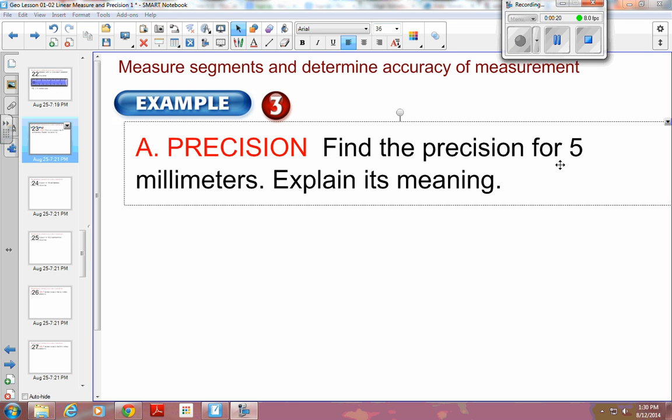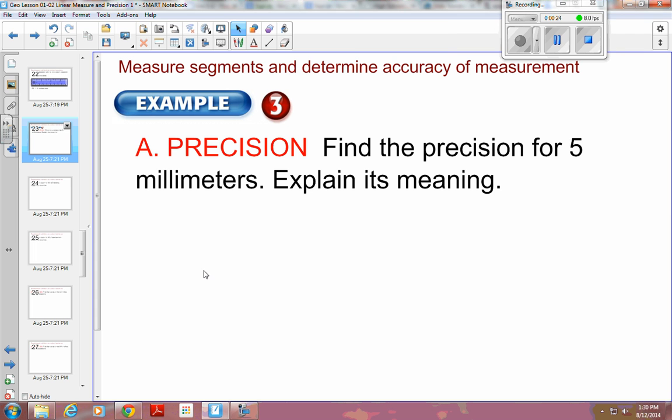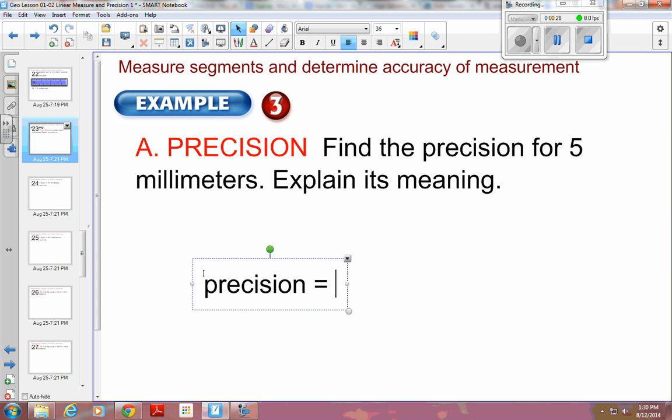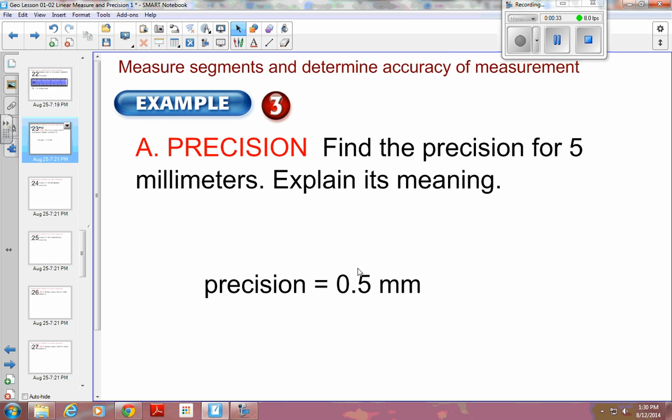Precision. Find the precision for 5 millimeters. Again, precision means you have to be accurate to the 0.5. So the precision is going to be equal to 0.5 of a millimeter. That's your precision.